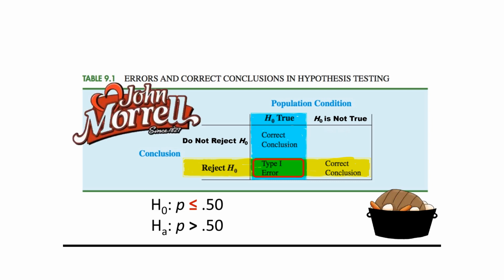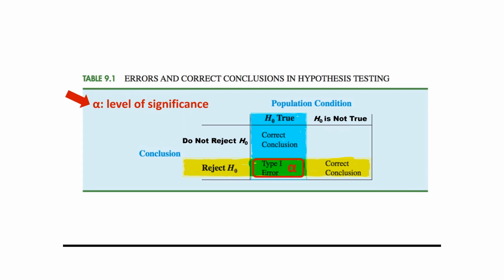In our previous pot roast example, type 1 error of rejecting H0 when H0 is true would correspond to claiming that the pot roast made by Morel is the preferred choice by more than 50% of the consumer population, when in fact it isn't. The probability of making a type 1 error, rejecting H0 when we shouldn't, is alpha, the level of significance.